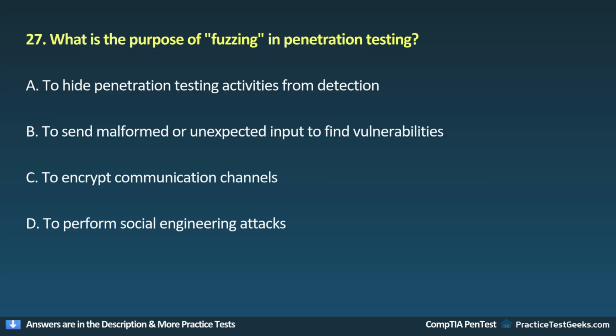27. What is the purpose of fuzzing in penetration testing? A. To hide penetration testing activities from detection. B. To send malformed or unexpected input to find vulnerabilities. C. To encrypt communication channels. D. To perform social engineering attacks.